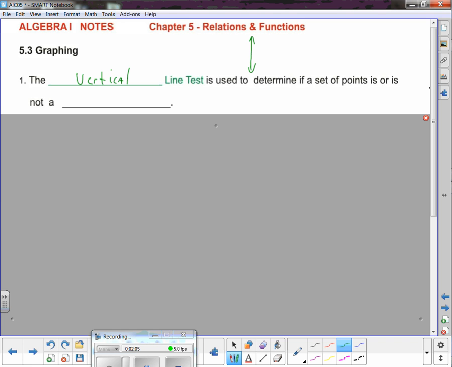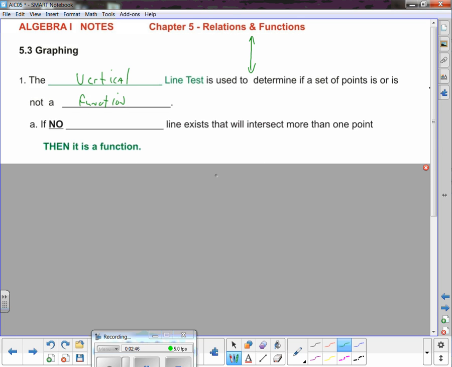The vertical line test is a simple test that you can use to determine if a set of points or even a graphed relation is or is not a function. So we're going to use this vertical line test to determine if something is a function or just a relation. Last night you did that with a bunch of pairs, figuring out whether or not they are functions or relations. Now we want to do it with a graph. Is something graphed a function or a relation?